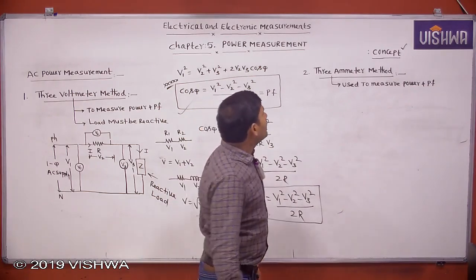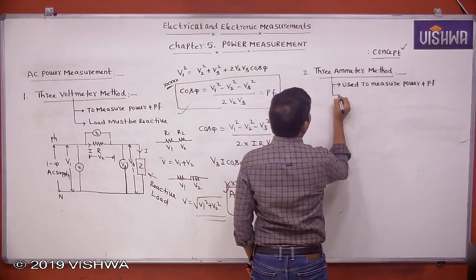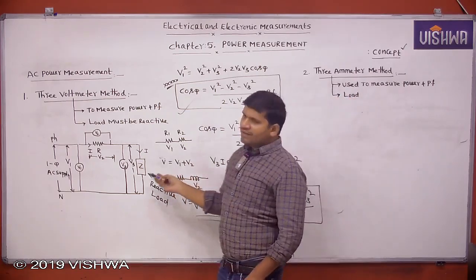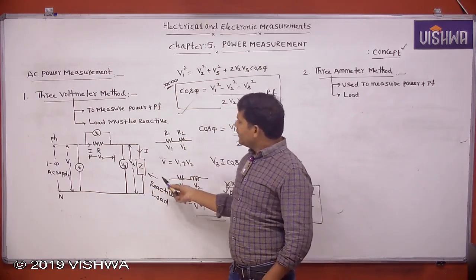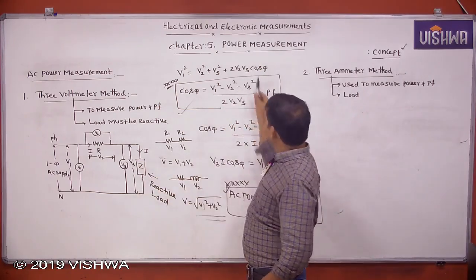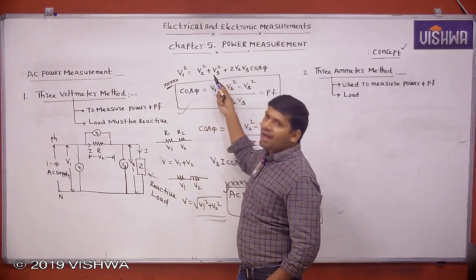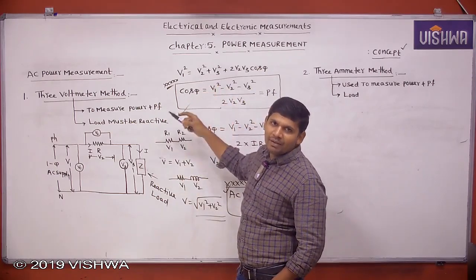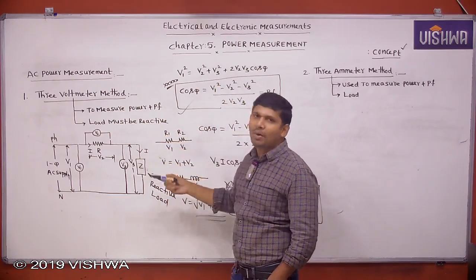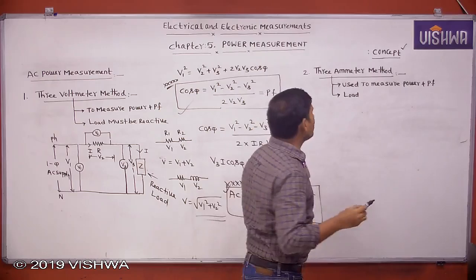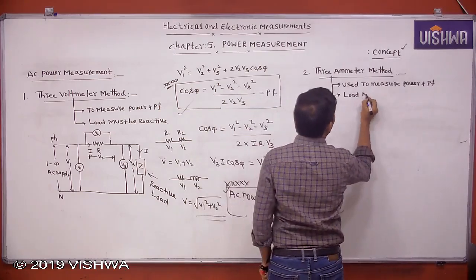Yes. Then the load must be reactive. That is the condition; only then is this method applicable. Even in this case, the load must be reactive. If it is resistive, can you apply this formula according to the parallelogram law? If it is resistive, then it is not a vector sum, it becomes an arithmetic sum. Then you cannot measure the power factor and power. Load is reactive, then only this method is applicable. Load must be reactive.